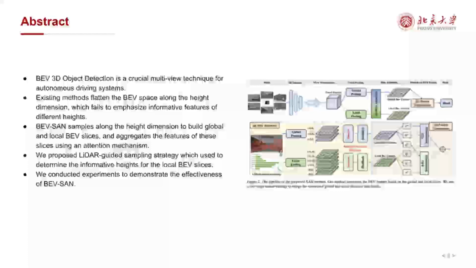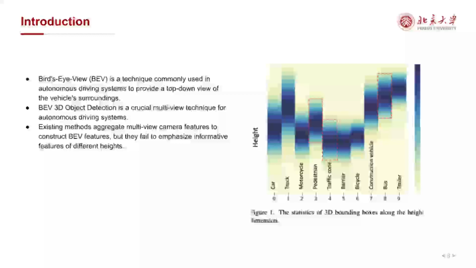In order to find them, we further propose a LiDAR-guided sampling strategy to leverage the statistical distribution of LiDAR to determine the heights of local slices. Compared with uniform sampling, LiDAR-guided sampling can determine more informative heights. We conduct detailed experiments to demonstrate the effectiveness of BEV-SAN. Code will be released. Object detection is an essential computer vision task, which has wide applications in security, robotics, autonomous driving, etc.